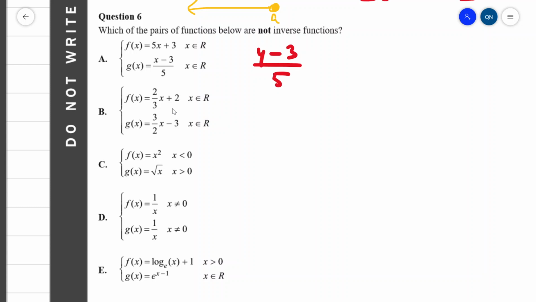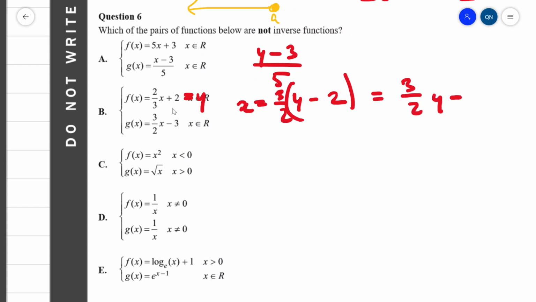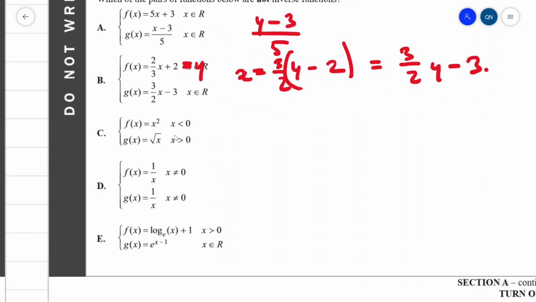And how about with the second one? Well, pretend this is equal to y and solve for x. And if you do that, you're going to get y minus 2. And then you still have to multiply everything by 3 halves. So 3 halves, then multiply by the whole thing. That gives you x equals that guy. But this is equal to 3 halves y minus 3. Well, that's exactly this g down here. So that's good. How about C?